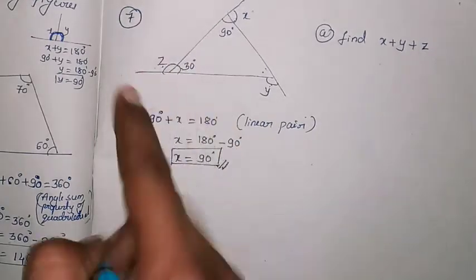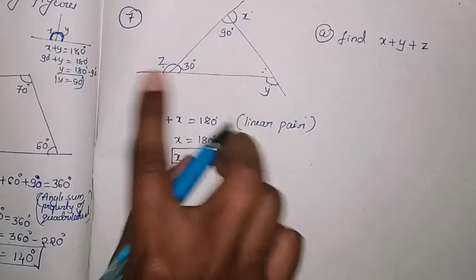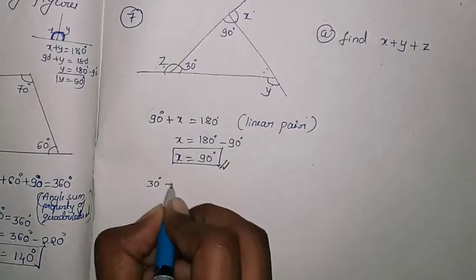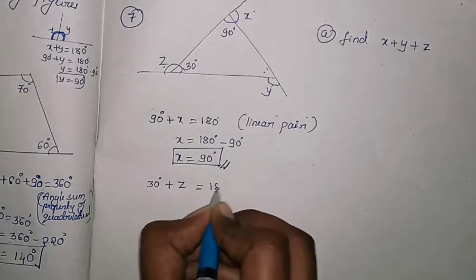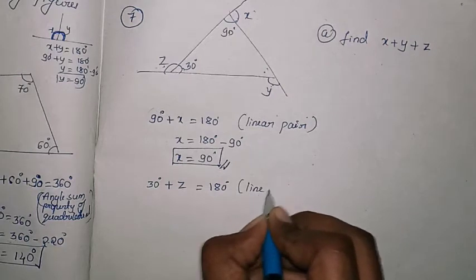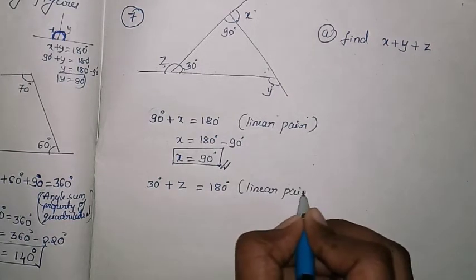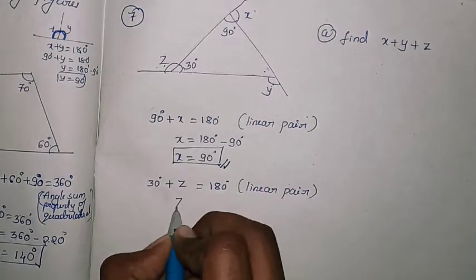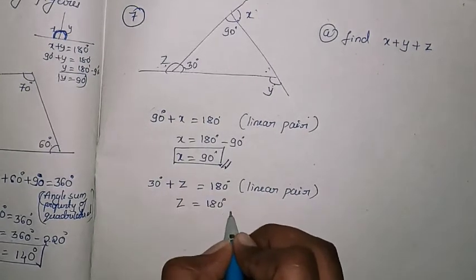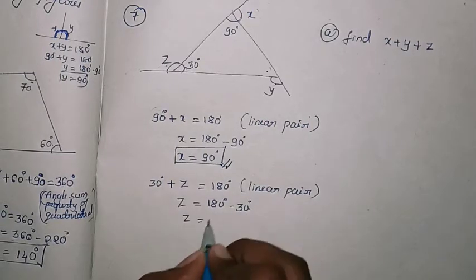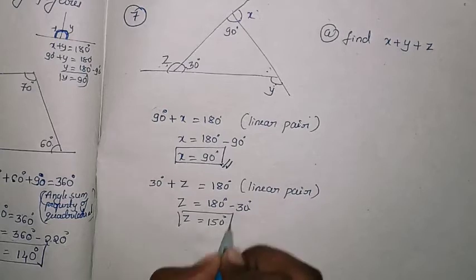Again we will solve for this one because we want the z value from here. So 30 degrees plus z is equal to 180 degrees. Why did you write this one? Because it depends on the linear pair. Due to the linear pair we can write this one like this. So z is equal to 180 degrees minus 30 degrees, so z is equal to 180 minus 30, which is 150 degrees.